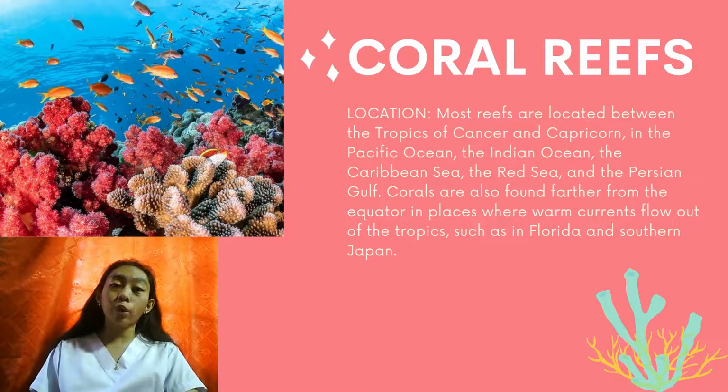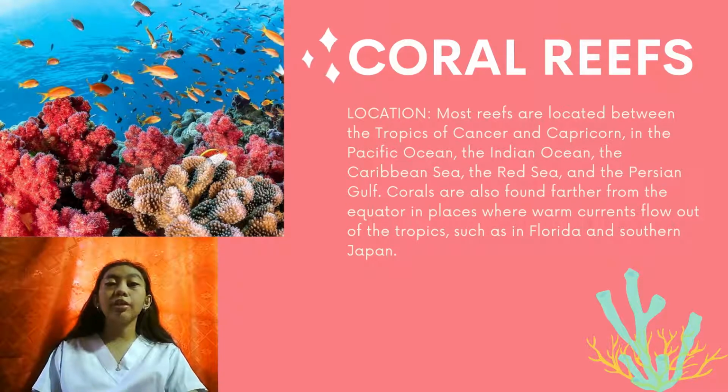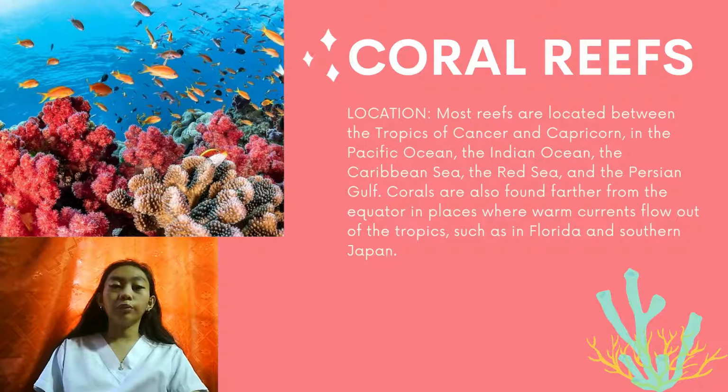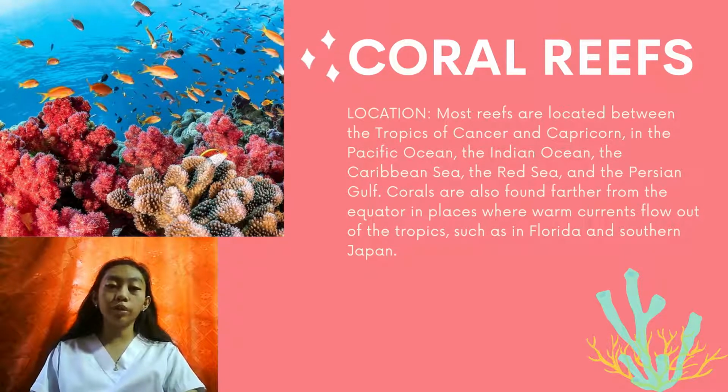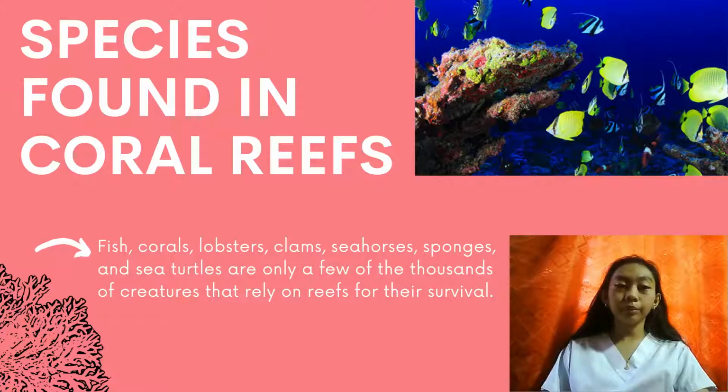Now, where can we find the coral reefs? Most reefs are located between the tropics of Cancer and Capricorn, in the Pacific Ocean, the Indian Ocean, the Caribbean Sea, the Red Sea, and the Persian Gulf. Corals are also found farther from the equator in places where warm currents flow out of the tropics, such as in Florida and southern Japan.